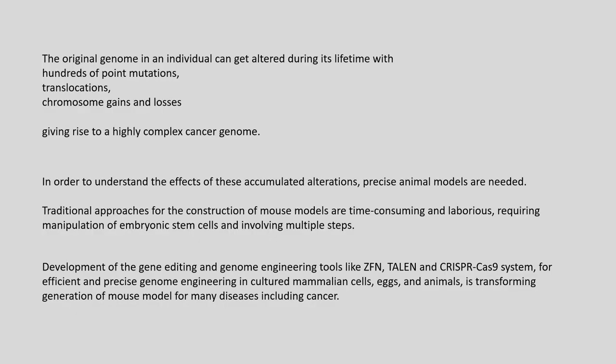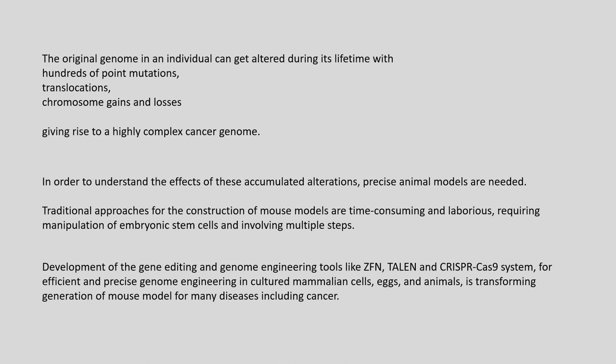Let us now discuss the genetics of cancer. What happens exactly at the genetic level, or to the genetic landscape, whenever a cancer occurs? The original genome in an individual can get altered during its lifetime with hundreds of point mutations, translocations, chromosome gains and losses, as well as gene loss and gain. And this gives rise to a highly complex cancer genome. In order to understand the effects of these accumulated alterations, precise animal models are needed.